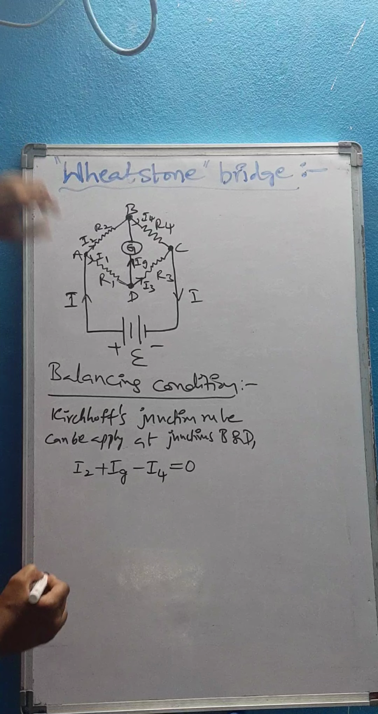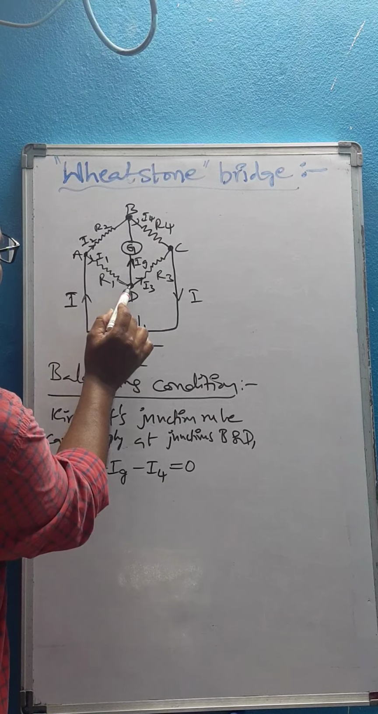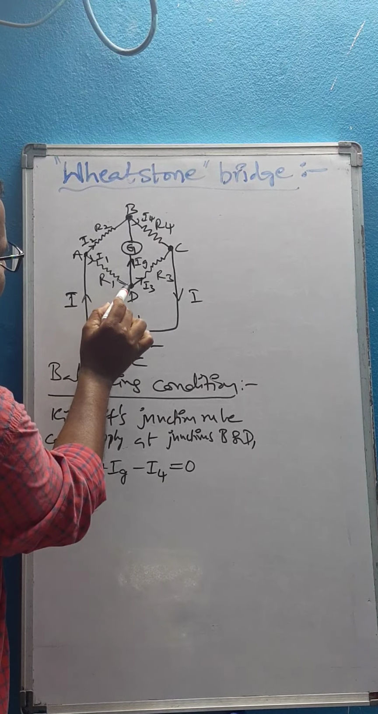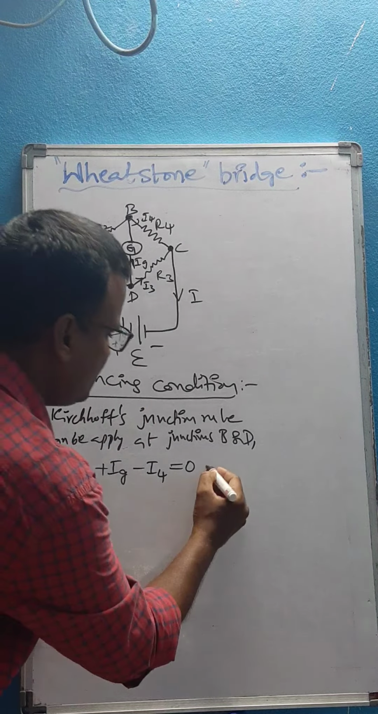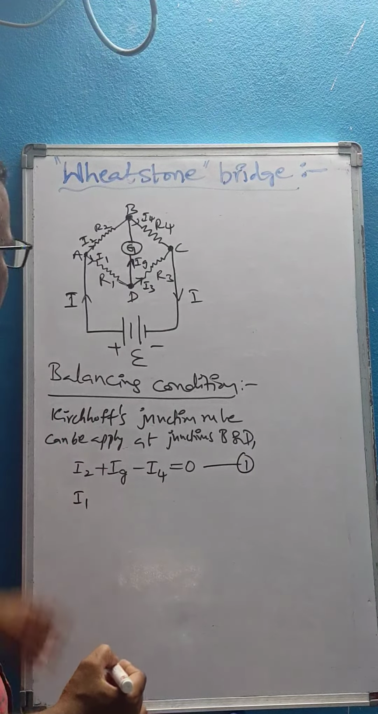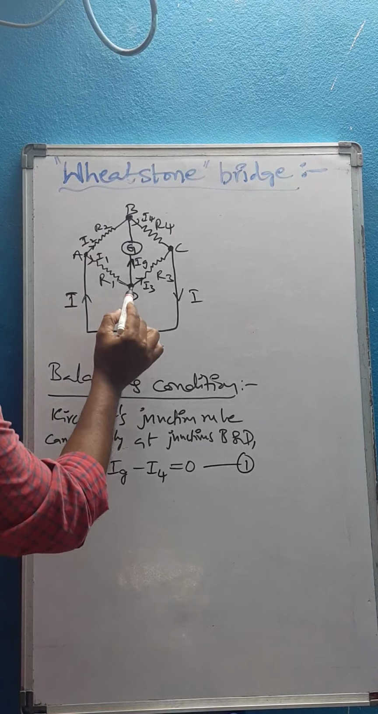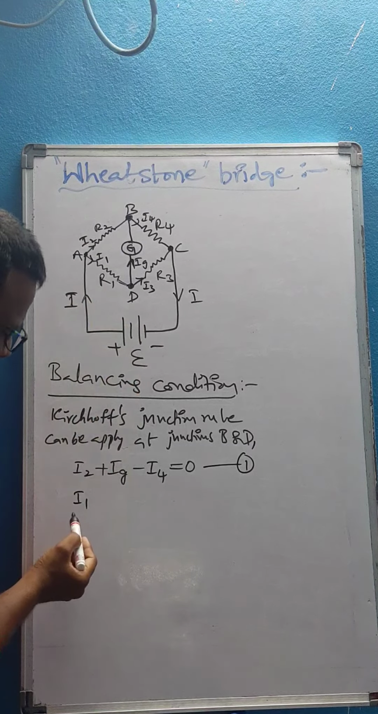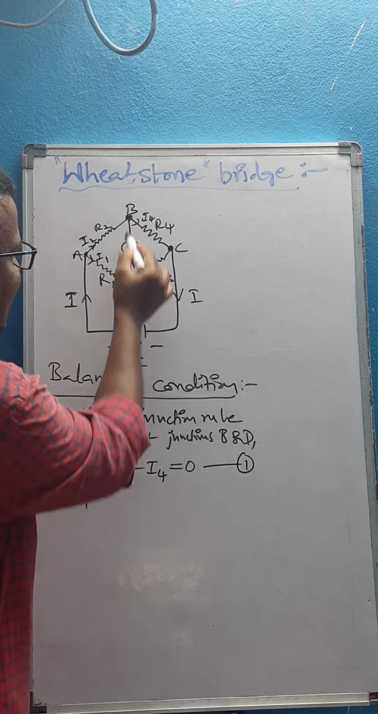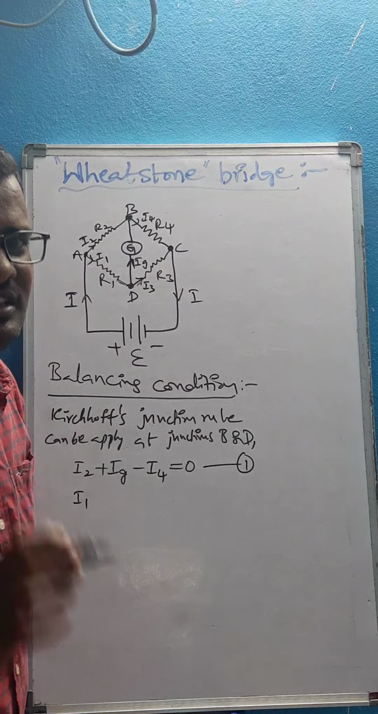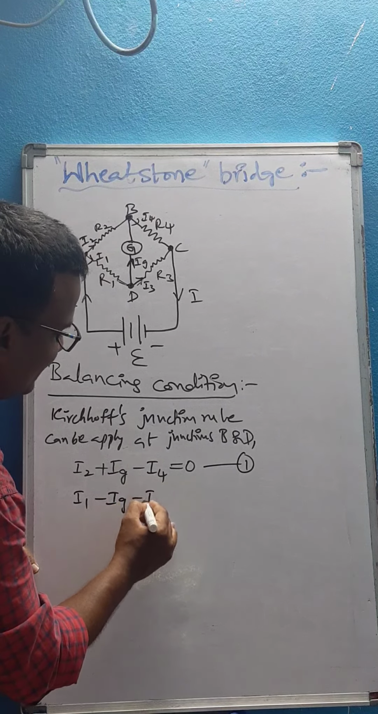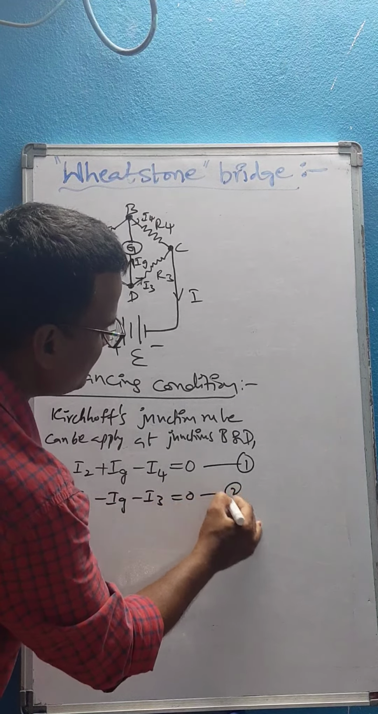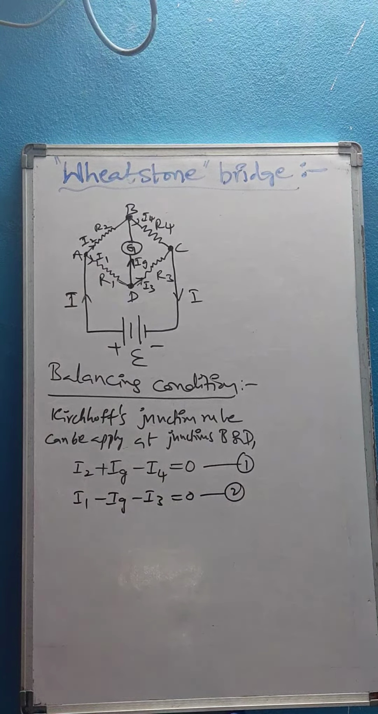And at junction D, I1 is entering. This we can consider as equation 1. At junction D, I1 is entering, that's why taken as positive. But Ig and I3 are leaving from the junction D. So Ig and I3 can be taken as negative.